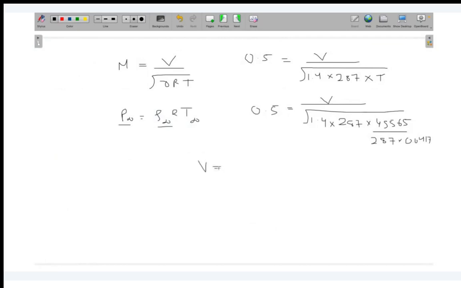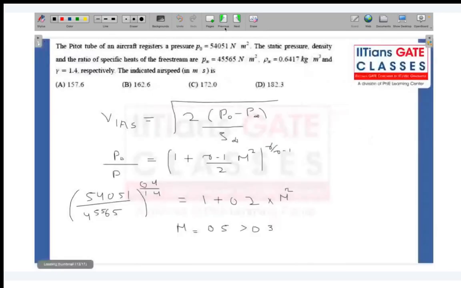So essentially, your velocity turns out to be 157 meters per second, right? Which is nothing but your indicated speed, right? So option A is the right answer over here. Now, if you were to do it by Bernoulli's equation, you will get answer B, which is wrong. Though it's not off by a very large value, it would still be the wrong answer. Right, so always check for compressibility.